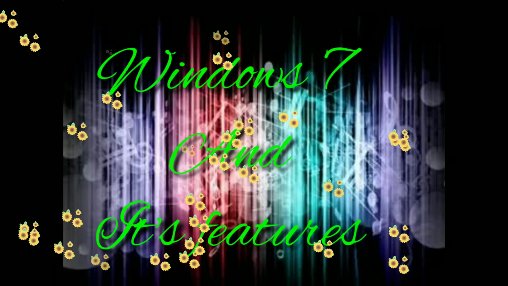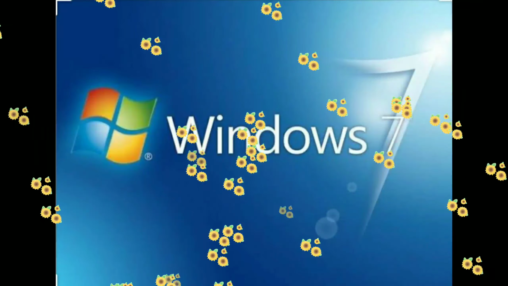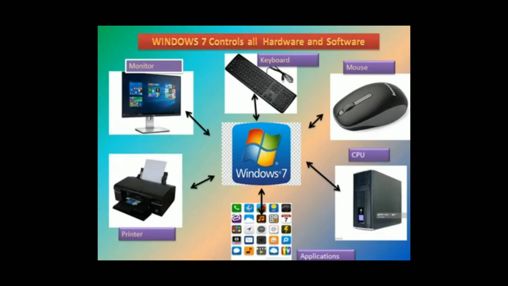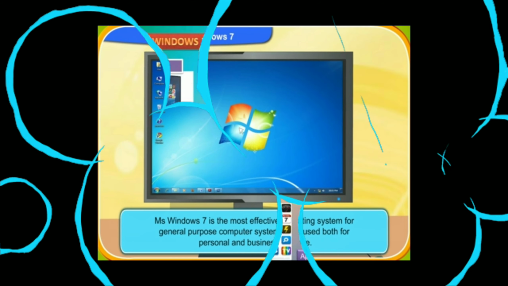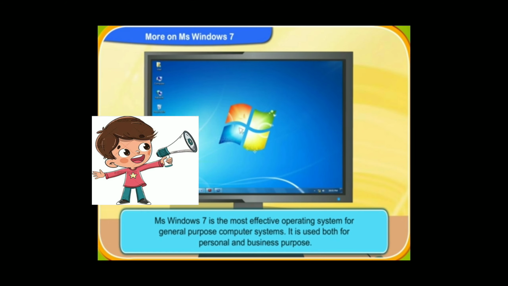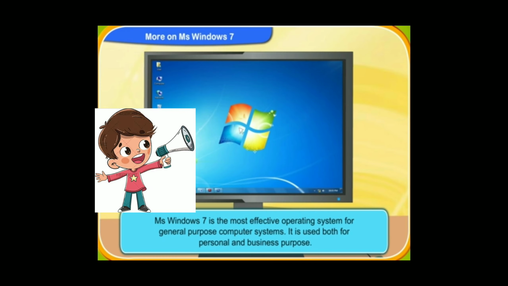Our today's topic is Windows 7 and its features. Windows 7 is an operating system which works like an interface between user, computer hardware and software. It manages all the working of the computer and makes our work easy. Windows 7 is the most attractive operating system for general purpose computer systems.